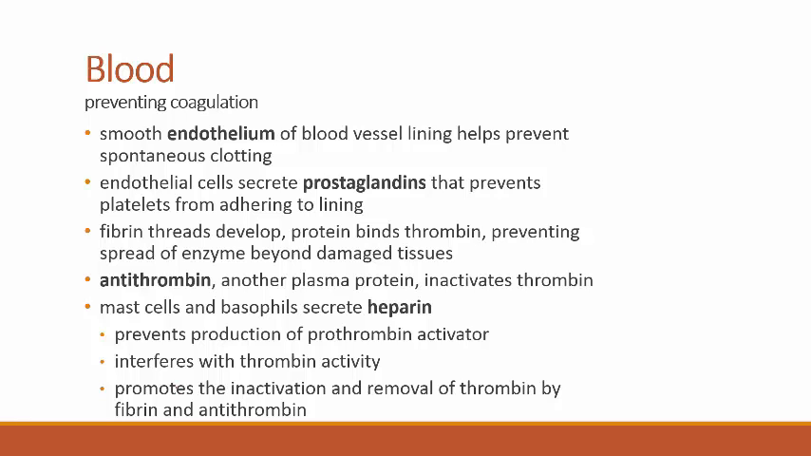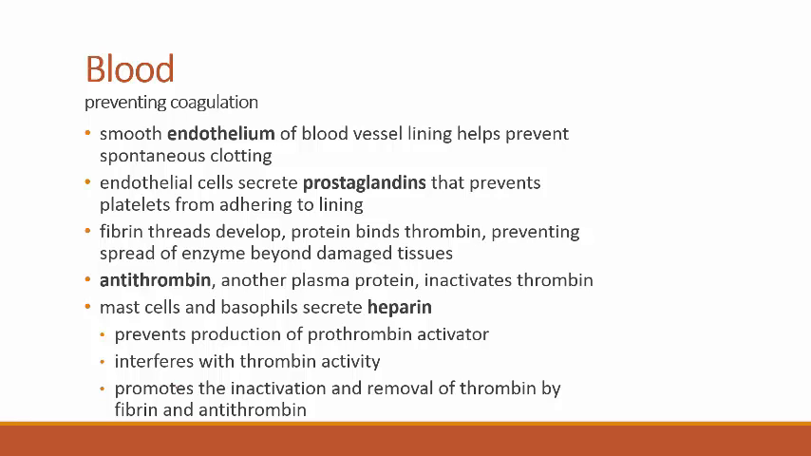As a blood clot forms and those fibrin threads develop, the protein threads themselves bind up the enzyme thrombin, and that helps to prevent the enzyme from spreading beyond these damaged tissues. So it's not just circulating free in the blood and spreading far away from the site of the developing clot. Instead, it gets trapped there, and is held there in the damaged tissue. There is another plasma protein called antithrombin that will inactivate thrombin so that it won't get out of control.